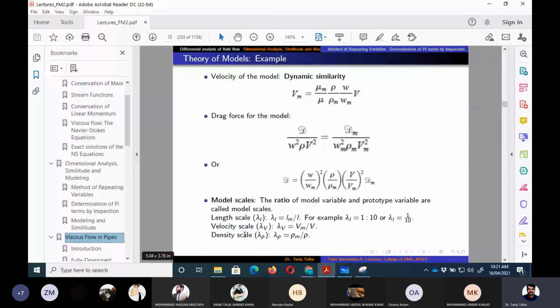And similarly for the velocity scale, density scale, and viscosity scale, whatever variables are there, we can define these model scales. Now we can do a couple of numericals if there is no query from the last lecture. So let me know if you are clear about what we discussed in the last class, so that we can move forward.